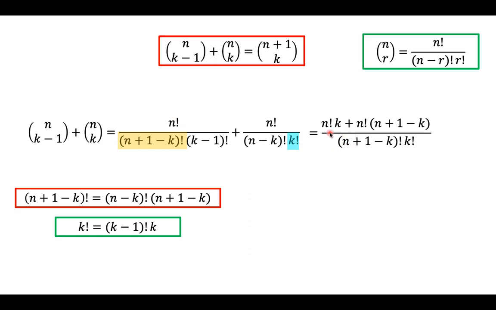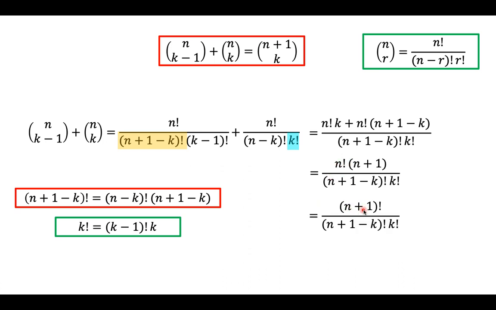So when I combine the fractions, this is just making the denominators the same, and I'm combining the fractions. This left one, I just need to times by k, and this right one, I just need to times by this. And now we can see that we've got n factorial as common on top, so we can factor that out. And we have this. But what is that? That's just n plus 1 factorial, isn't it? Just using this result, really. It's just n factorial times n plus 1 is the same thing as n plus 1 factorial.